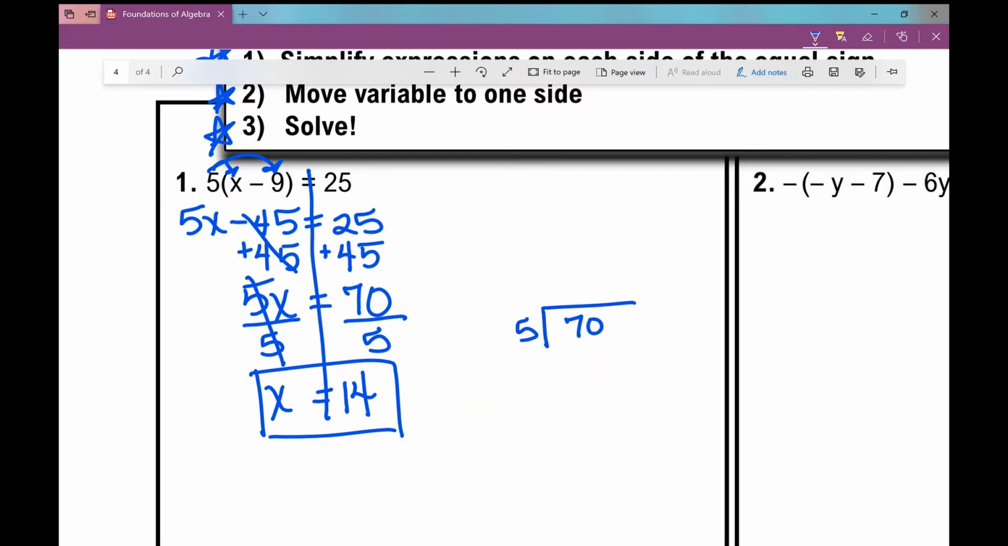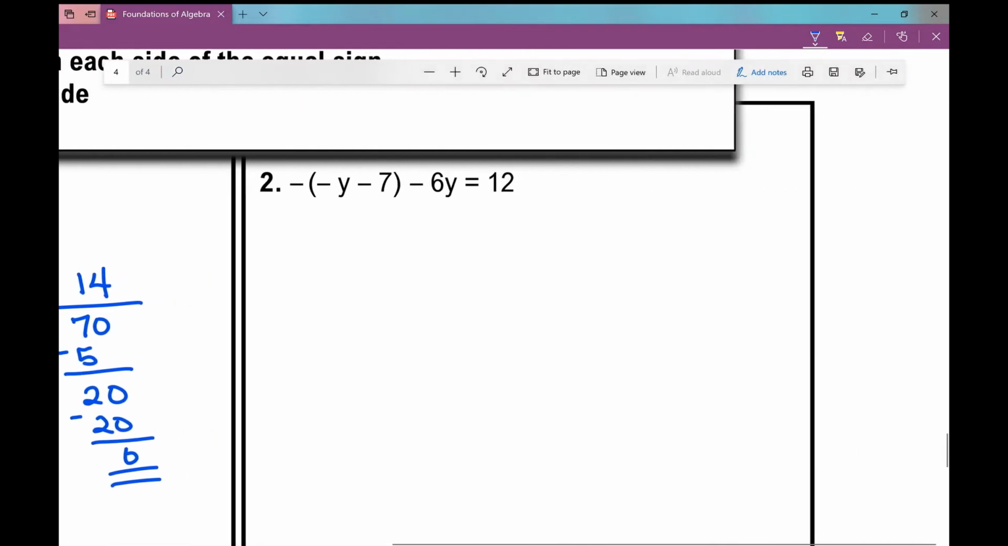Some of you might be using a calculator, or you might not be able to. So remember, we do this. 5 goes into 7, 1 time. 1 times 5 is 5. Remember this? 5 goes into 20, 4 times. 4 times 5 is 20. When I subtract, I get 0, and I know I'm done. Okay, so you might have to do a little division. Let's look at number 2.